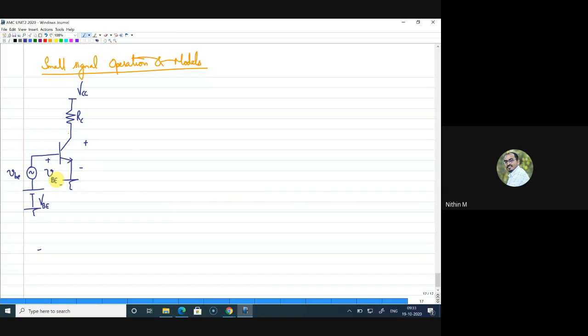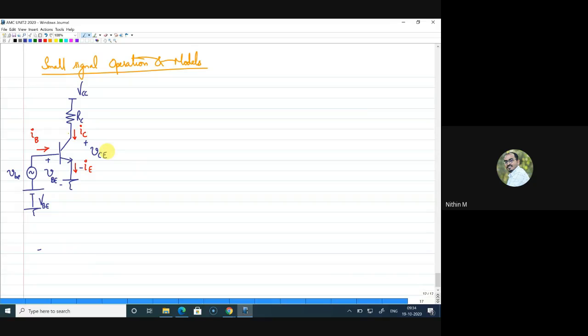Now the device is in the presence of DC and AC, so I can mark all the currents here as composite currents. The base current will be flowing in this direction, so I'll mark it as I capital B. Collector current will be in this way, it is I capital C, and emitter current will be here, it is I capital E. And this voltage also I can mark as VCE. Right.